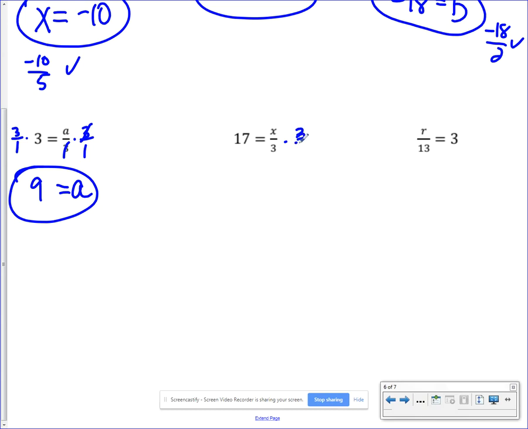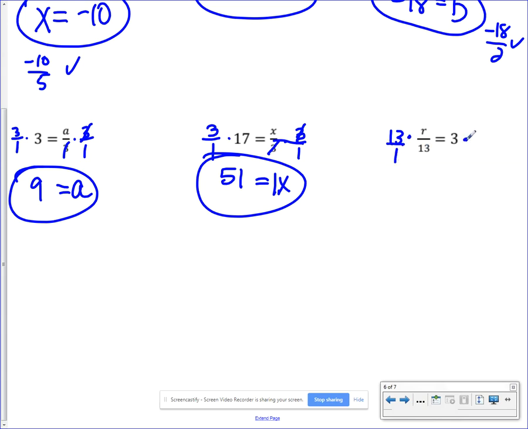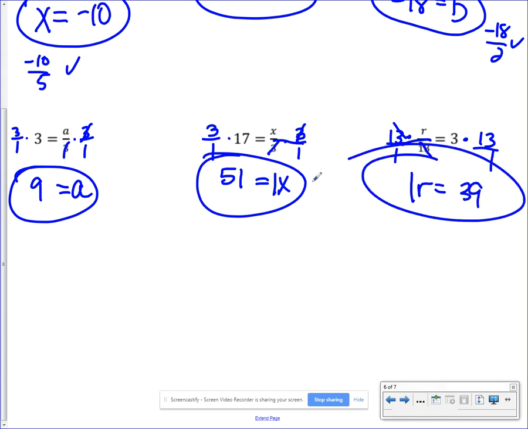Okay, all of these you need to counteract or undo by using the inverse operation, which is multiply. 3 divided by 3 is a 1x. You know, if you just want to write 1x or 1a, 1b, that's fine with me. And the last one here, we need to multiply both sides by 13. This 13 in the numerator divides with that 13 in the denominator to give me a 1R, 39.